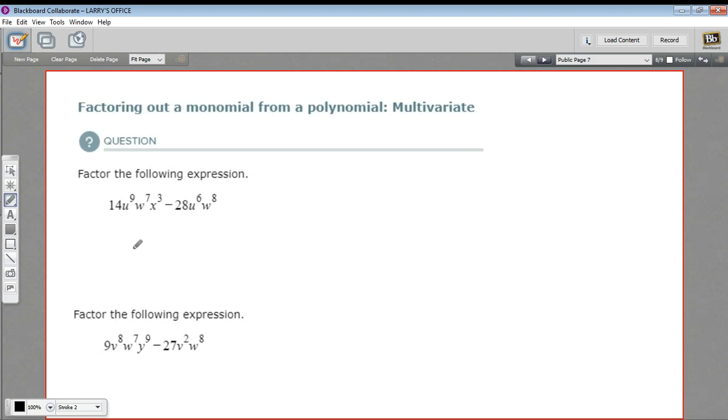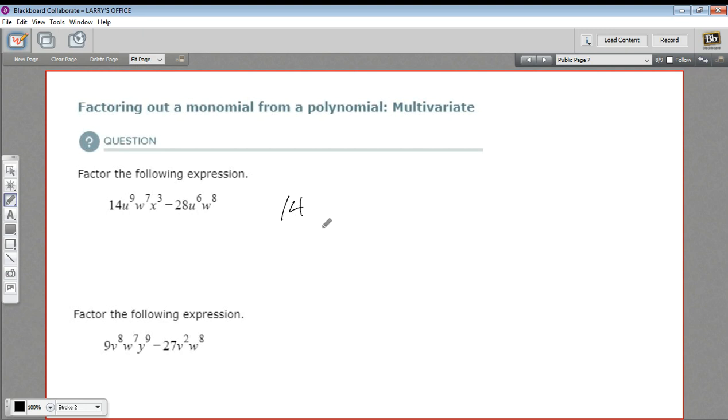And the way to go about this is to take it a piece at a time. Let's look at the numbers first. I see 14, I see 28. The first thing I think is, oh, they're both divisible by 7. But then I realize, oh, well, 14 times 2 is 28. So really, they're both divisible by 14. So I'm going to pull out, factor out a 14.